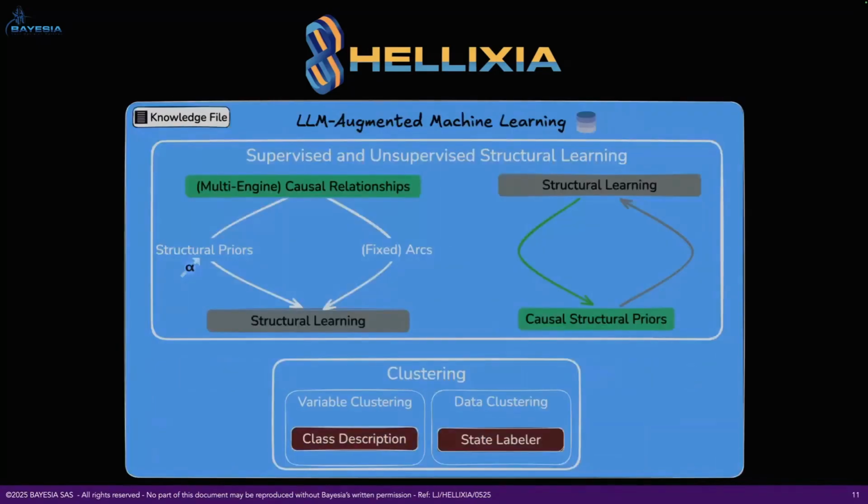Then we have what we call LLM-augmented machine learning. This is when we are using Hellixia for improving the machine learning algorithms in BayesiaLab. It can be for identifying causal relationships between the nodes. It can be for estimating priors on the connections we already have. It can be used for clustering variables together, but we can also use it for associating names with groups of variables that have been clustered together. We can use it for creating labels for the states that come from segmentation when we do data clustering. So it's a very, very useful set of features.